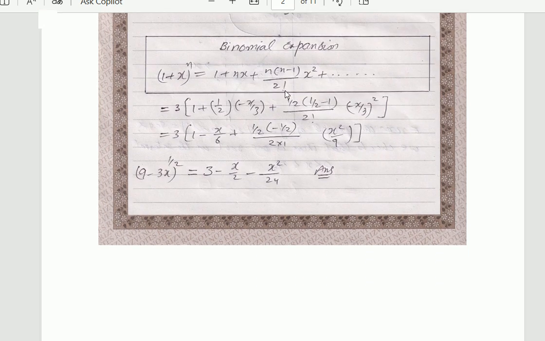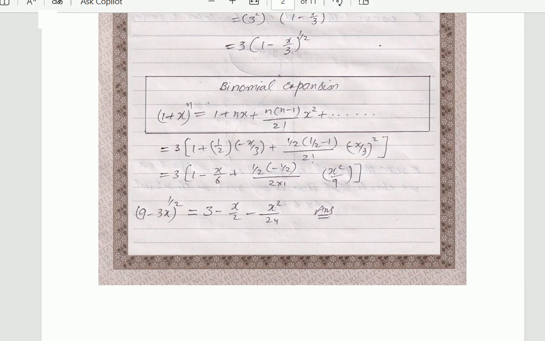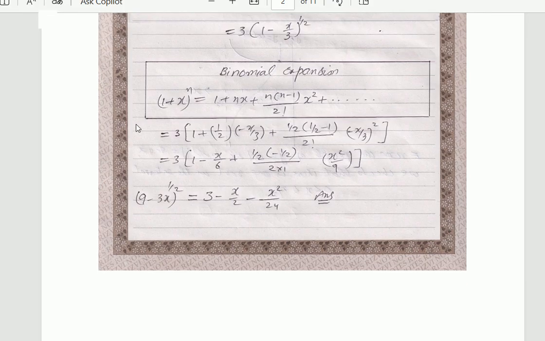So, apply the binomial expansion formula on the above expression. We get 3 into 1 plus (1/2)(minus x by 3) plus (1/2)(1/2 minus 1) over 2 factorial into (minus x by 3) squared. After simplification, we get 3 minus x by 2 minus x squared over 24. So this is the solution for question number 1, as the requirement is expansion of the binomial up to x squared.